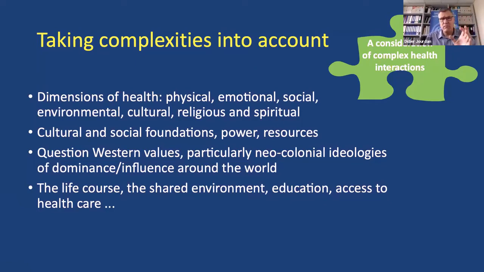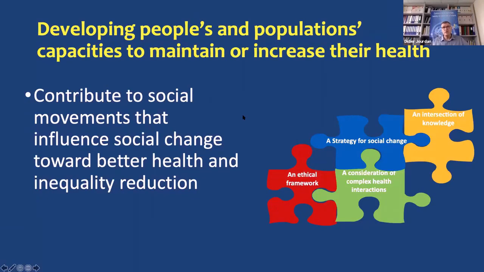So, taking complexity into account, acknowledging the complexity of the real life of the people, is absolutely crucial in community health. So yes, if we want to develop people's and populations' capacity to maintain or increase their health through community health actions, we need to keep in mind that we are working to change the community based on an ethical framework. We are taking into account the diversity of knowledge and also the complexity of the real situation. And then, of course, community health is always involved in the social movements. It cannot be outside. It is clearly in the middle of the life of the people.